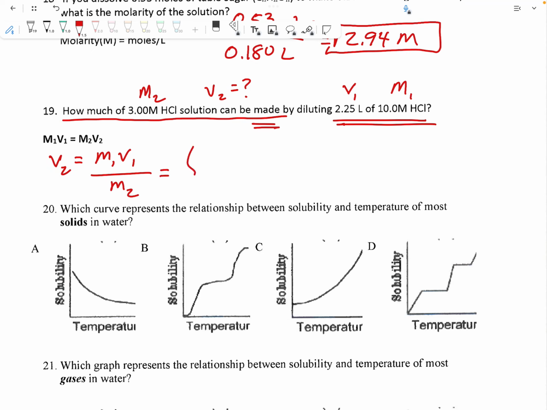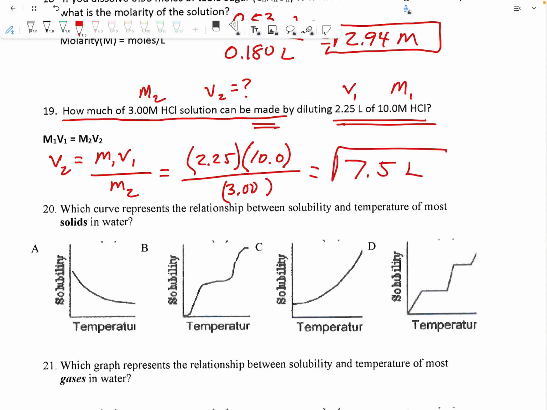And therefore, V1 is 2.25. M1 is going to be 10. M2 is going to be 3.00. When you solve the problem, multiply and divide, 7.5 liters can be made. All right?